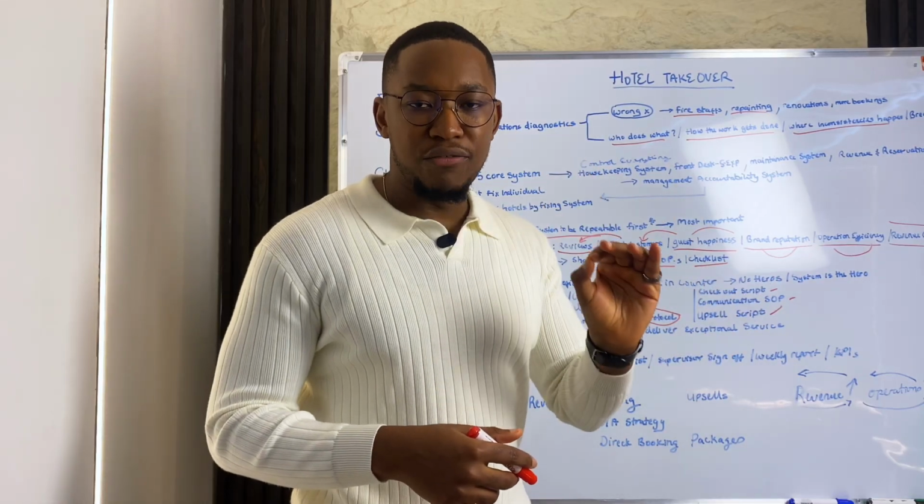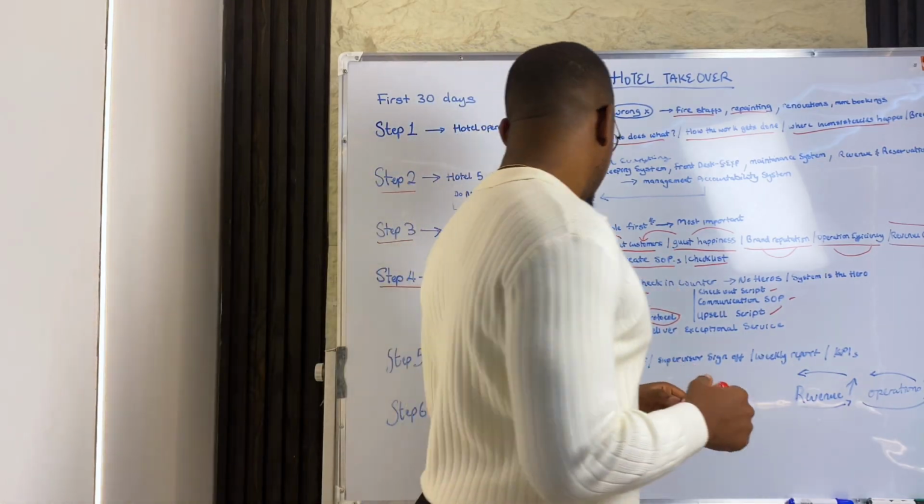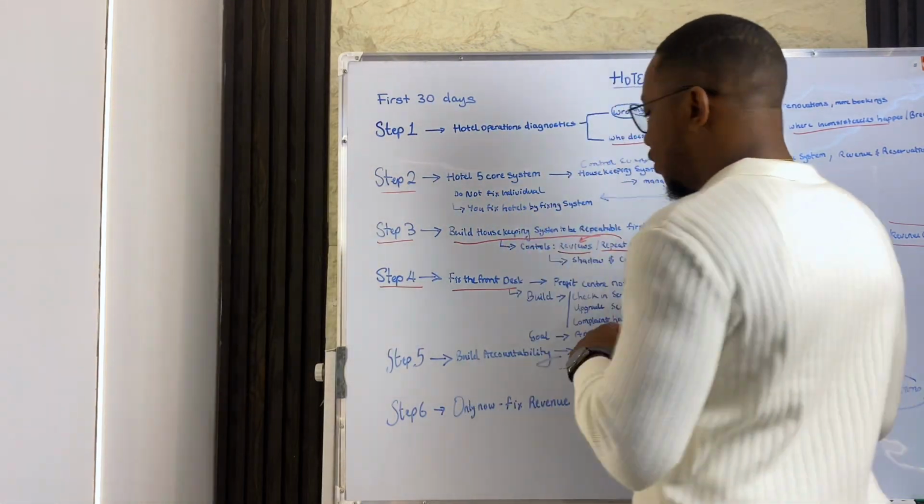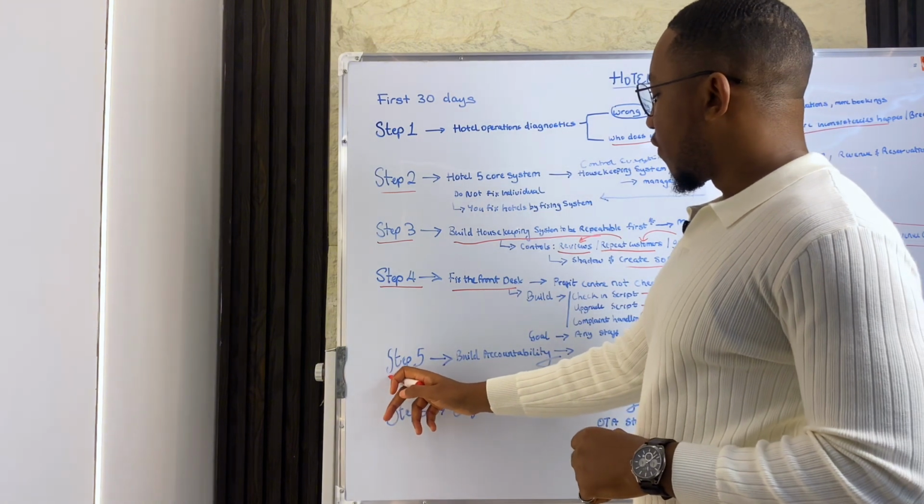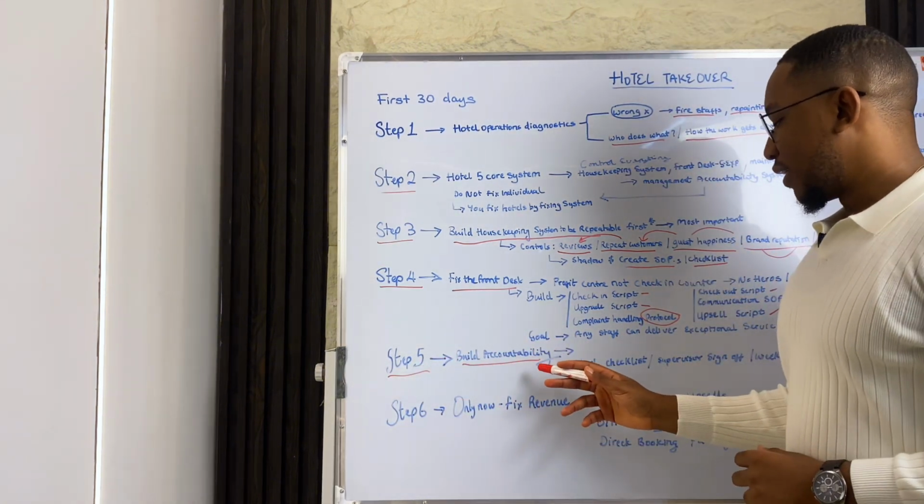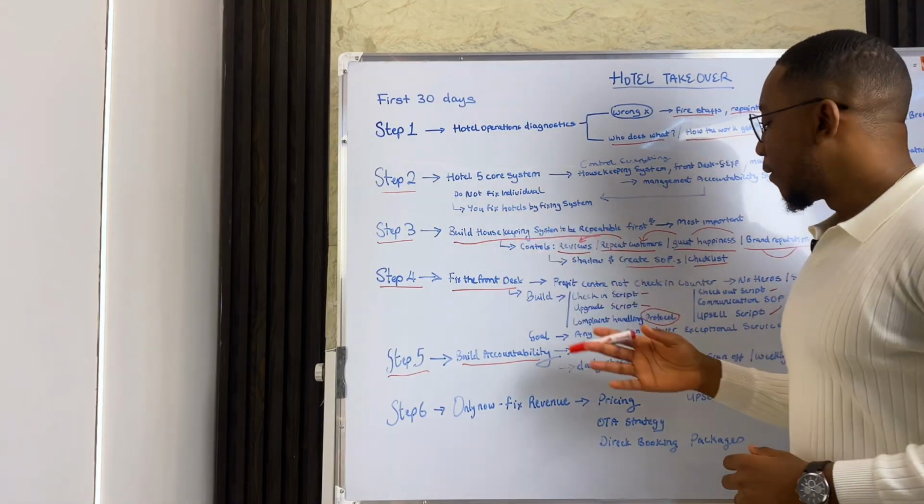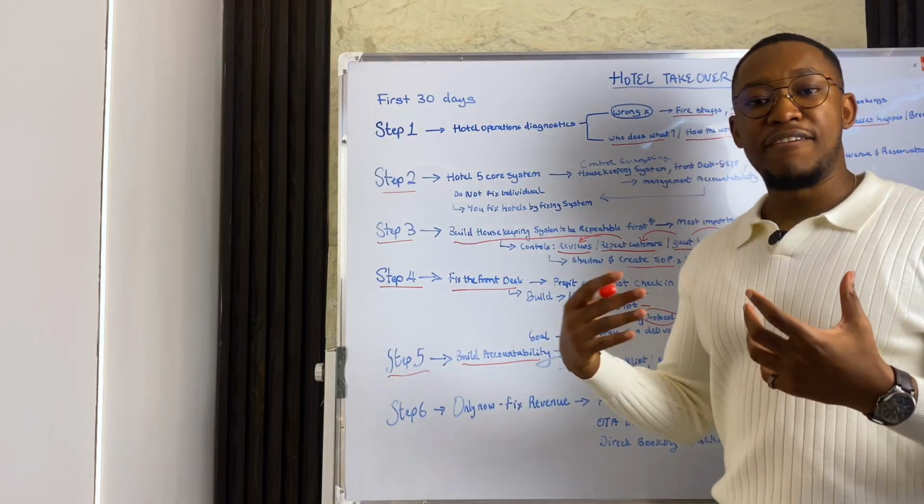That's the objective you want to achieve, and that's your main focus. So once that's built, next we move to step 5. Step number 5 is where we build accountability. Now, you've built all of this system so far. You've built your SOPs, your checklists, and everything.